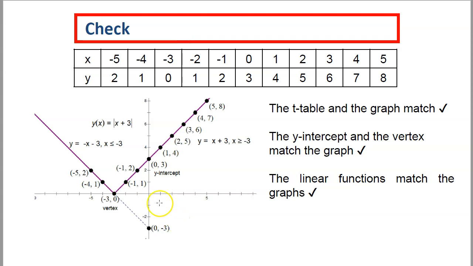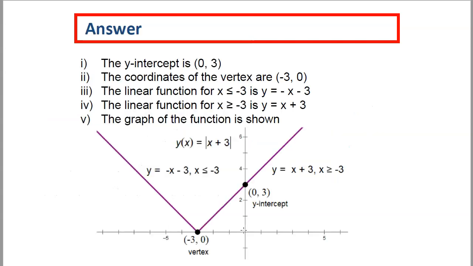So let's check this out. If we graph all these points from our t-table, the t-table and the graph match, the y-intercept and the vertex on the t-table match the graph, and the linear functions match the graph. Now notice that for this linear function, there's a little dotted line here just to show you how that y-intercept would come into play. This dotted part is not part of this function. It's just there for demonstration purposes.